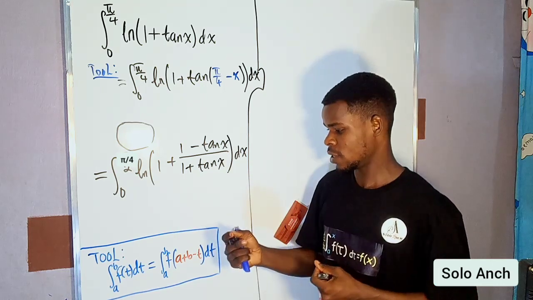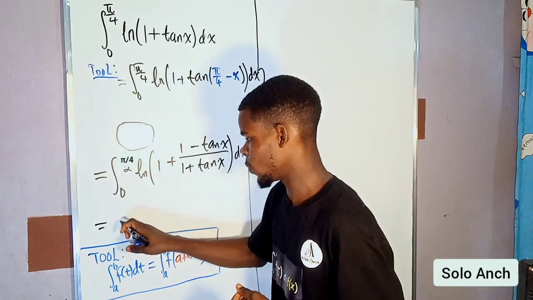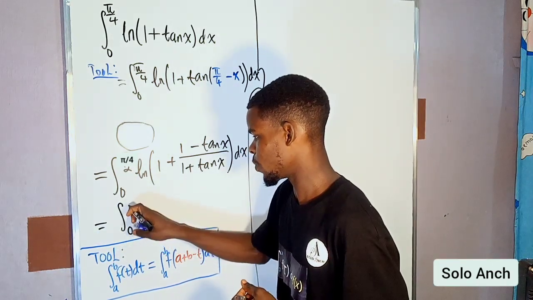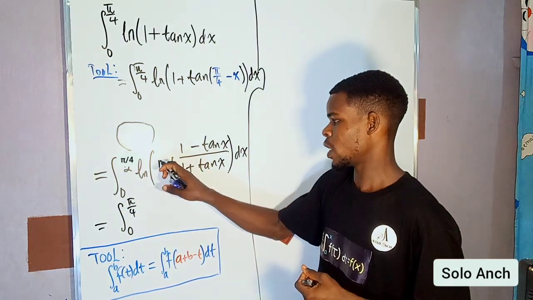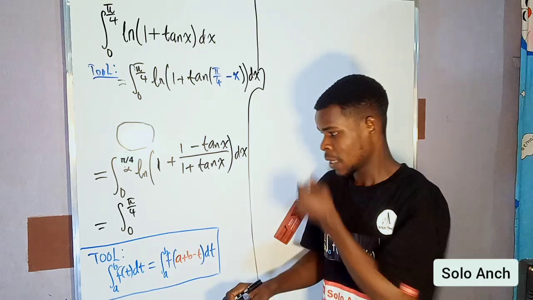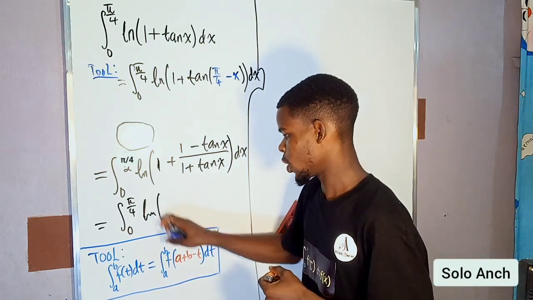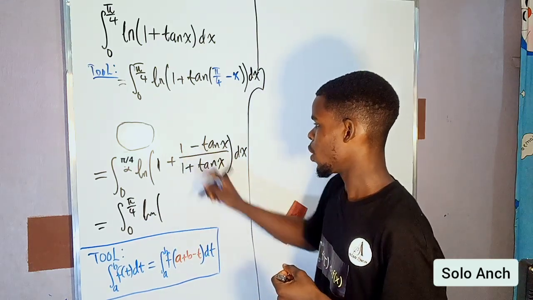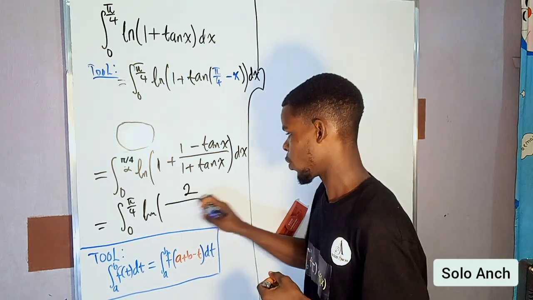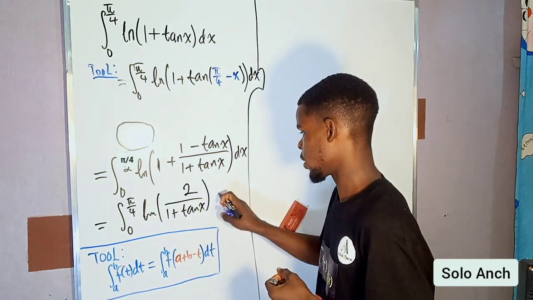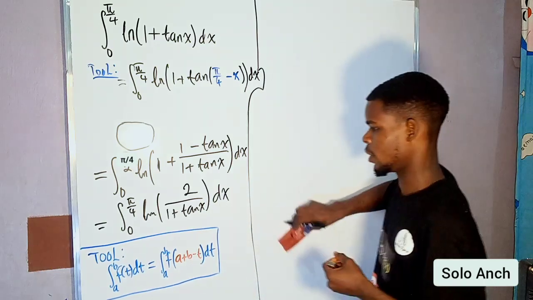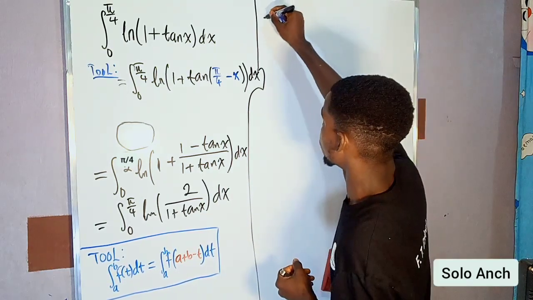Well, in the natural logarithm, let me just add the two fractions. So this is the integral from 0 to pi over 4 of, when we add these two fractions, where 1 here is seen as 1 over 1, we're going to have the natural logarithm of 2 over 1 plus the tangent of x. So let's put the dx right here. Okay, so this gives us what?